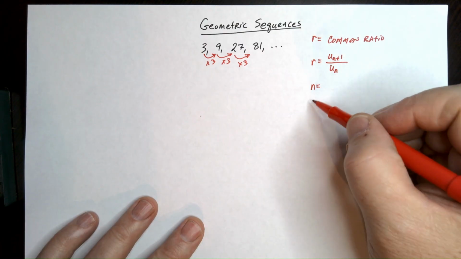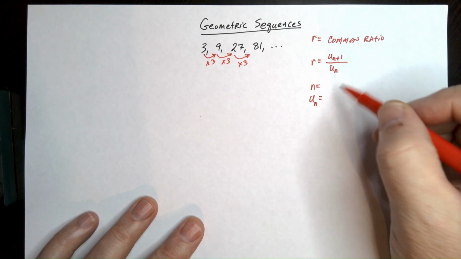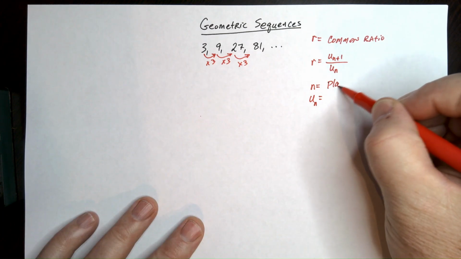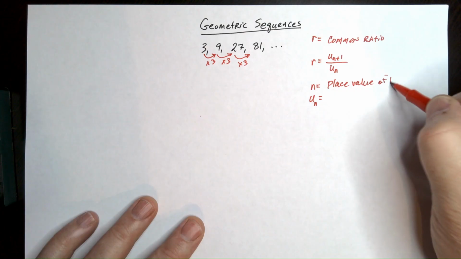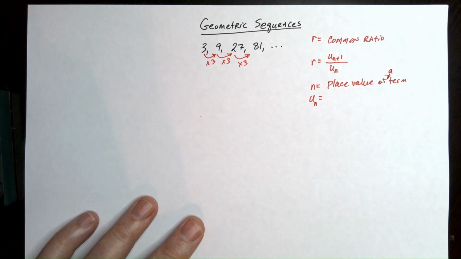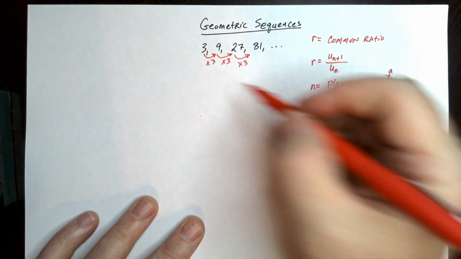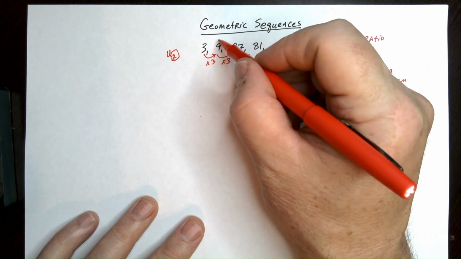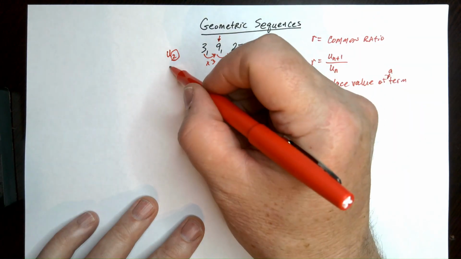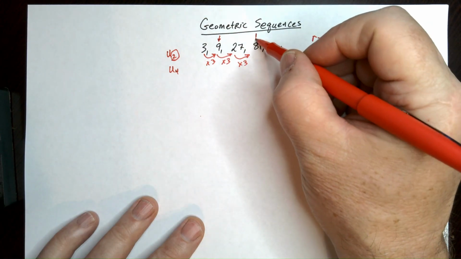What n is referring to, as in u sub n, is the place value of a term. The place value of, I guess I should put the u in there, so the place value of a term. So like, for example, u sub 2. Well, you see that 2 right there, that means this one. Whereas u sub 4, that would be this one.